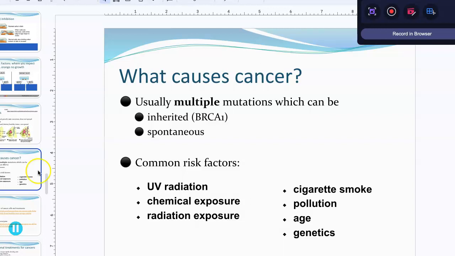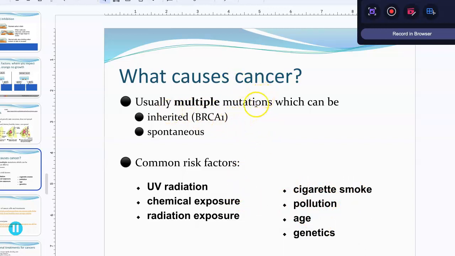So cancer can happen as a result of genetic predispositions and also exposure to different chemicals that can increase your risk of cancer, such as UV radiation, chemical exposure, radiation exposure, cigarette smoke, pollution, age, and genetics are some of the other risk factors that can really just lead to it. Once you've continued to copy yourself over and over again, which is age, mistakes are bound to happen. And all these other things can disrupt the functioning of the cell.